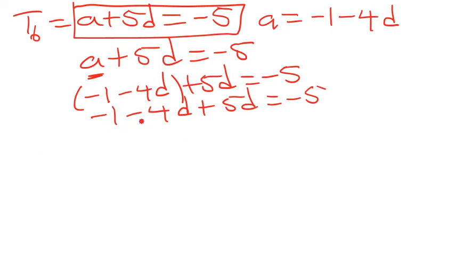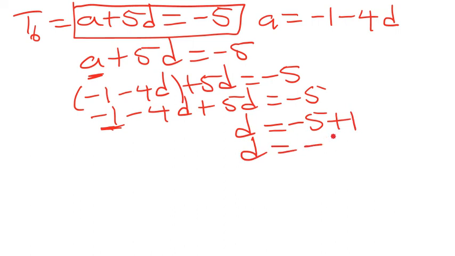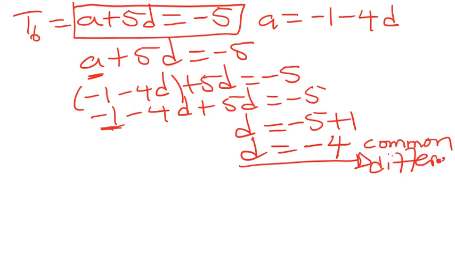Now, when you transpose this negative 1, but before that, what we can do is add the like terms this side. So minus 4d plus 5d gives us d. Now we take this negative 1 to the other side, so we will have minus 5 plus 1, and this gives us minus 4. Now the question is, what is this minus 4? This one is a common difference.